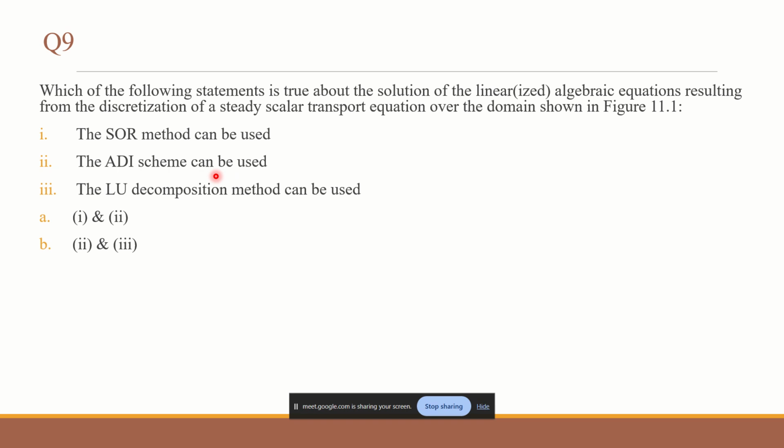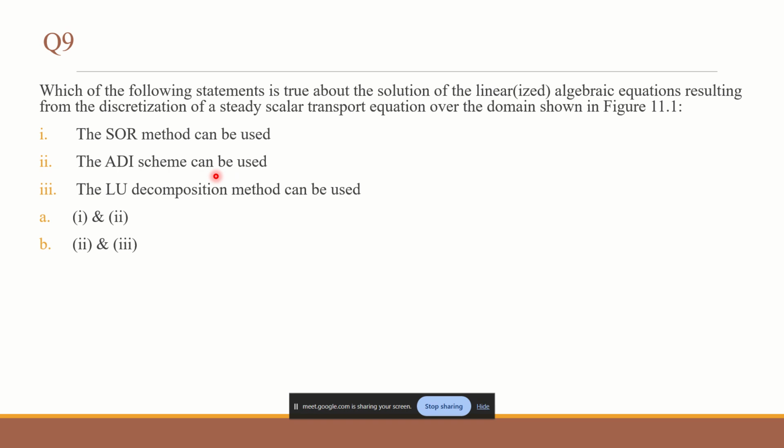We have a semicircular domain, and we need to identify which of the following is true about the solution of the linearized algebraic equations resulting from the discretization of the steady scalar transport over the domain shown in figure 11.1. The first one, SOR method can be used, successive over relaxation, wherein we use an optimization parameter and get the solution. That method can be used. That is a true statement.